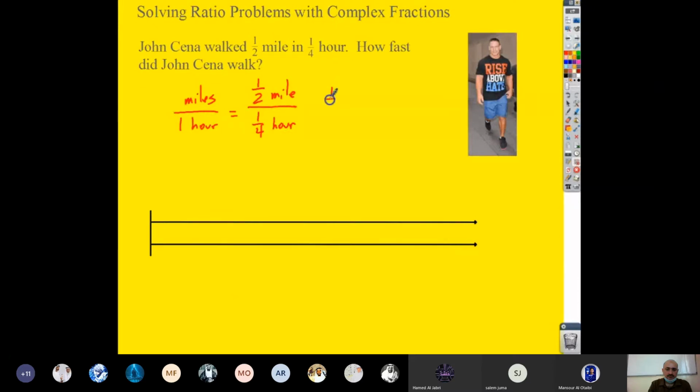It's divided by 1/4, and you remember hopefully that when you divide a fraction, what we end up doing is we multiply by the reciprocal. And so then I'm going to end up with 4 halves, which is 2 miles per hour.